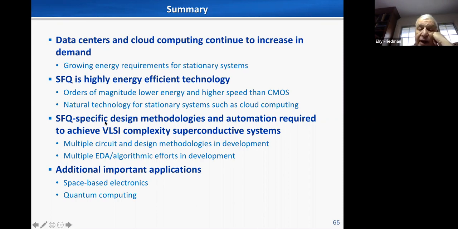There's been a lot of work in developing SFQ specific design methodologies, automation. And the goal is to produce real high complexity superconductive systems. We can do it, but not in a generic, general way. And so in the last 4 or 5 years, we put a lot of effort into it. And now we're getting to the point where Synopsys has been a big key element of this effort to develop EDA and algorithm tools. Synopsys has been driving this for the government, and I'm part of that team, but Synopsys is the key. Other important applications are space and quantum computing, as I've said more than once.